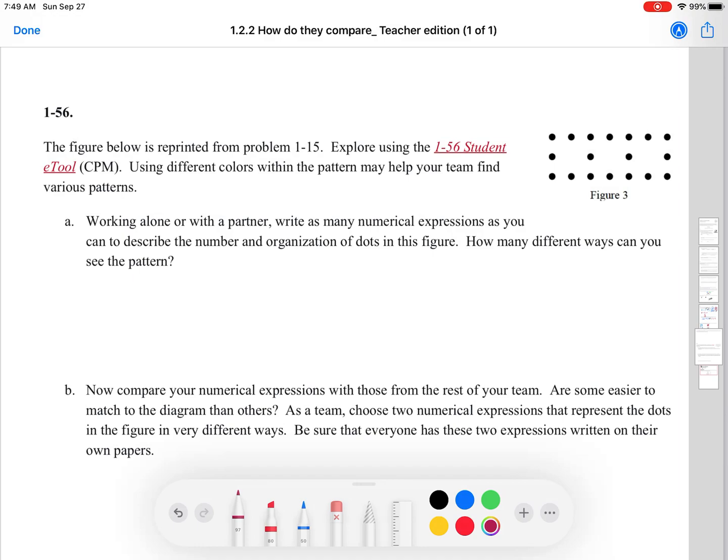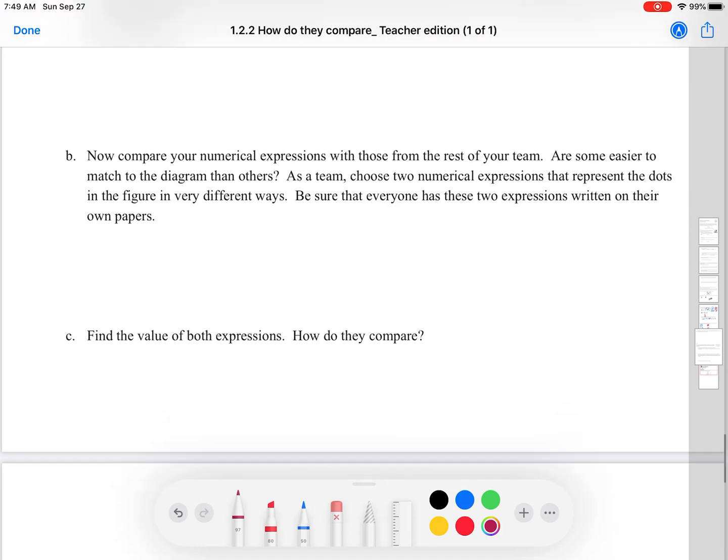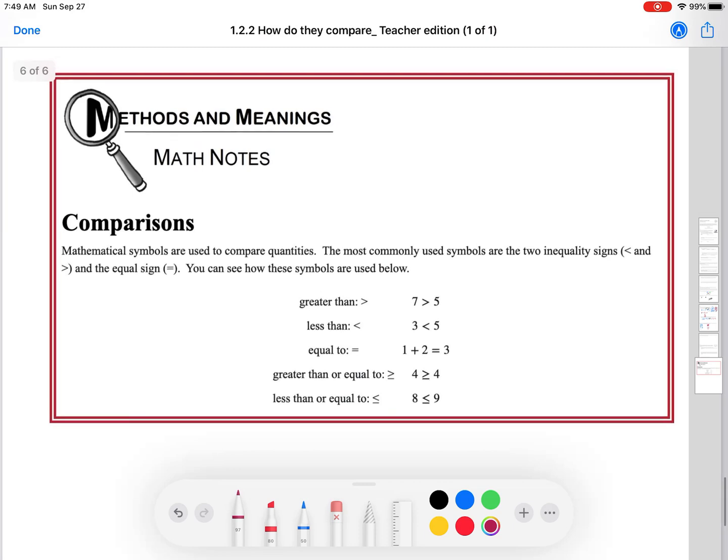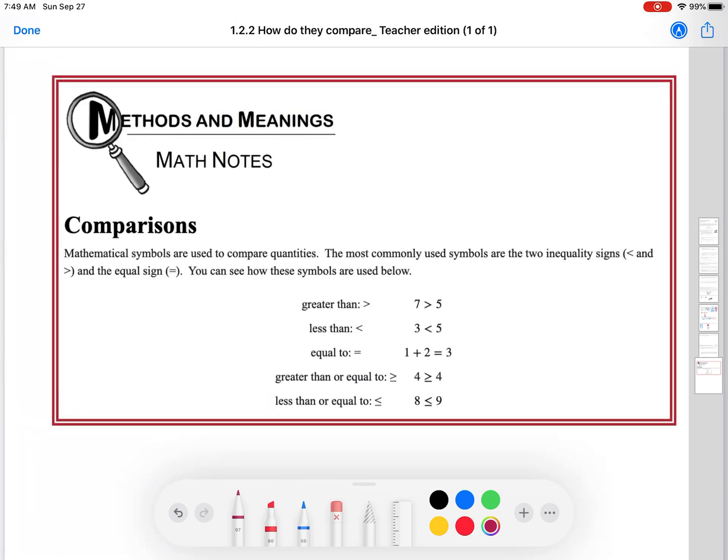Let me see if there's anything else. I don't think there's anything here. I did want to take a second to stop and look at this, which is in our CPM books. They're called math notes, basically. I have a really good review, usually of something that is very relevant to what we're looking at. In this case, you can see that we are talking about greater than, less than, equal to. Then we can have a greater than or equal to and a less than or equal to.